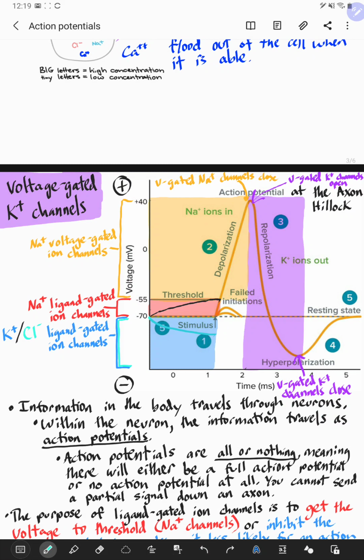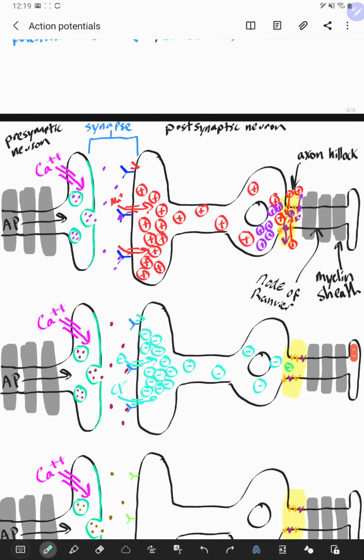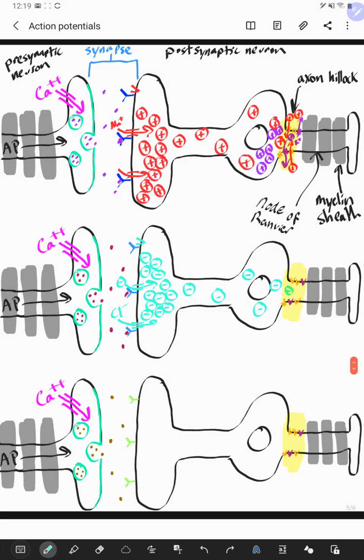So notice how because chlorine entered the cell and made the cell more negative, everything else just stops, and the signal basically stops here. I mean, you could say that the signal stops at the end of this presynaptic neuron. You could say that, or you could say that the signal stops here. Whatever you want to do.